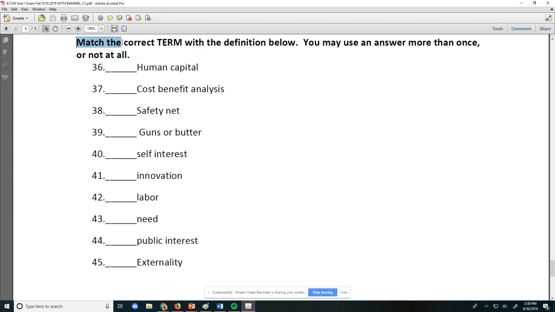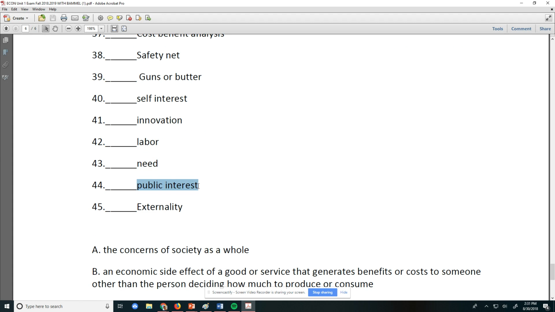Match the correct term with the definition below. You may use an answer more than once or not at all. 36 is human capital. 37, cost-benefit analysis. 38, safety net. 39, guns or butter. 40, self-interest. 41, innovation. 42, labor. 43, need. 44, public interest. 45, externality.